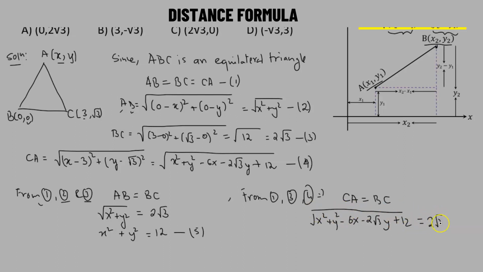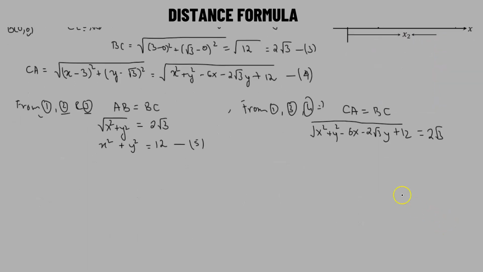So BC is 2 times square root of 3. If we square both sides, we're going to get the equation x squared plus y squared minus 6x minus 2 times square root of 3 y plus 12 equals the square of 2 times square root of 3, which is simply 12. The 12 and 12 will get cancelled out from both sides. So we have x squared plus y squared minus 6x minus 2 times square root of 3 y equals 0. Let this be equation number 6.